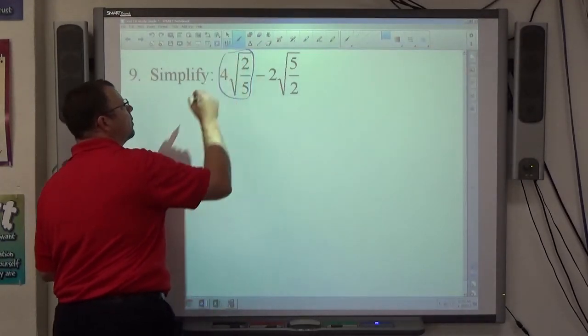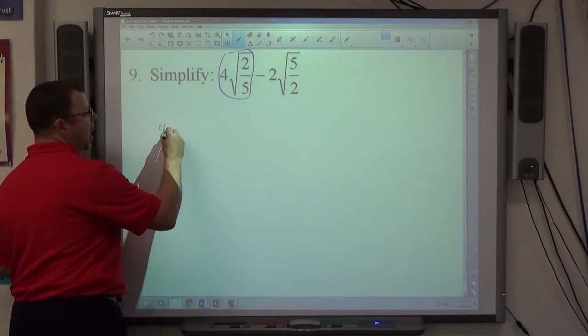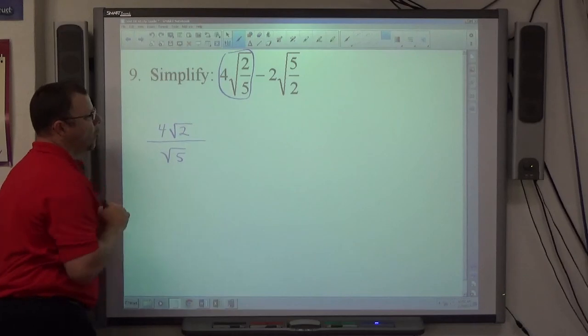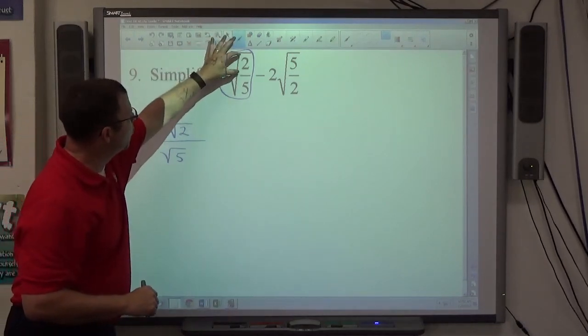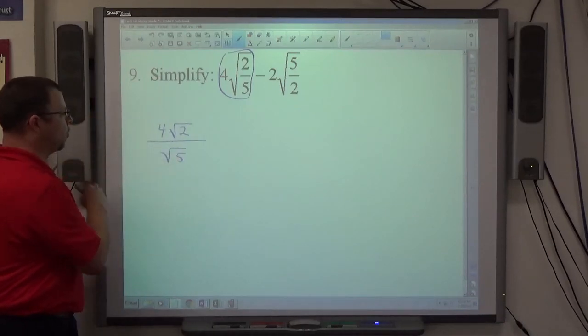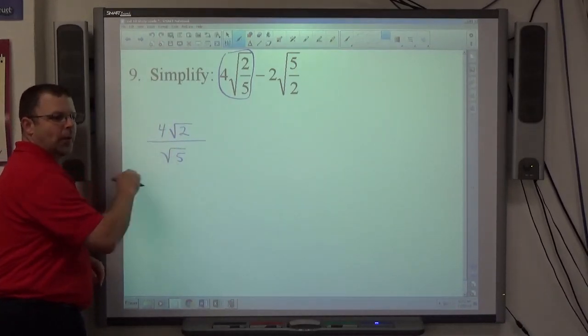This first term, 4 times the square root of a fraction, becomes 4 on top times the square root of 2 on top over the square root of 5 on the bottom. Whatever the fraction is, the numerator goes on the numerator, the denominator goes on the denominator, separated into 2 radicals, this one and this one. This one's okay, this one's a problem. We don't want radicals in the denominator.